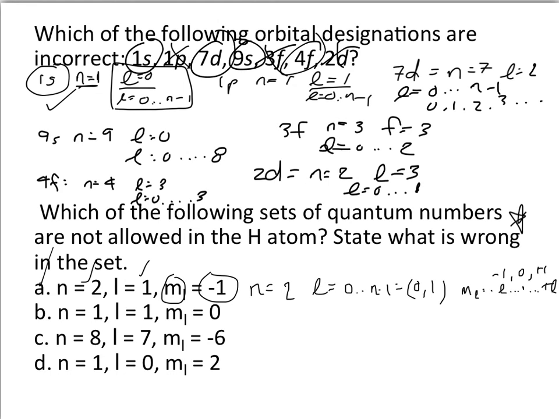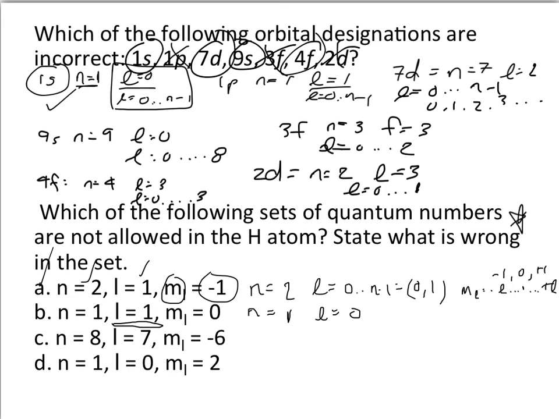Let's look at question number 2, or B, excuse me. So n equals 1 in this case. L can be from 0 to n minus 1, and n minus 1 in this case is going to be 0. So we immediately have a problem with our L value.